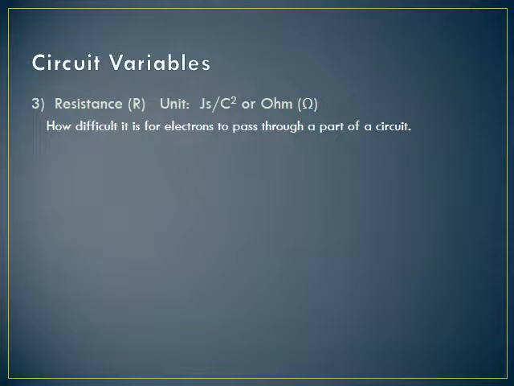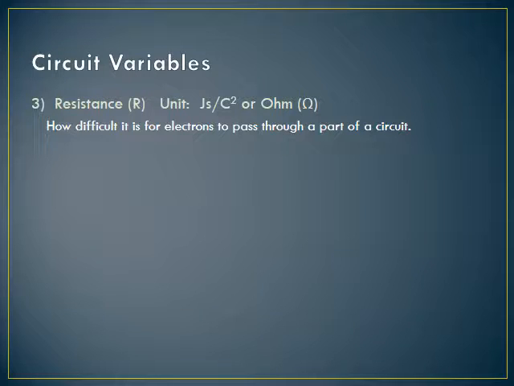The third circuit variable is known as resistance, and it's going to be a capital R. Of course, it shouldn't surprise you that resistance usually has to do with the resistors in the circuit, and it's defined as how difficult it is for the electrons to pass through a part of the circuit. So a resistor that makes it really tough for the electrons to pass through is going to have a high resistance, and a resistor that doesn't really make it too hard for those electrons to go through will have a low resistance. The units of resistance are super ugly and probably aren't going to make a lot of sense, but it's a joule second per coulomb squared.